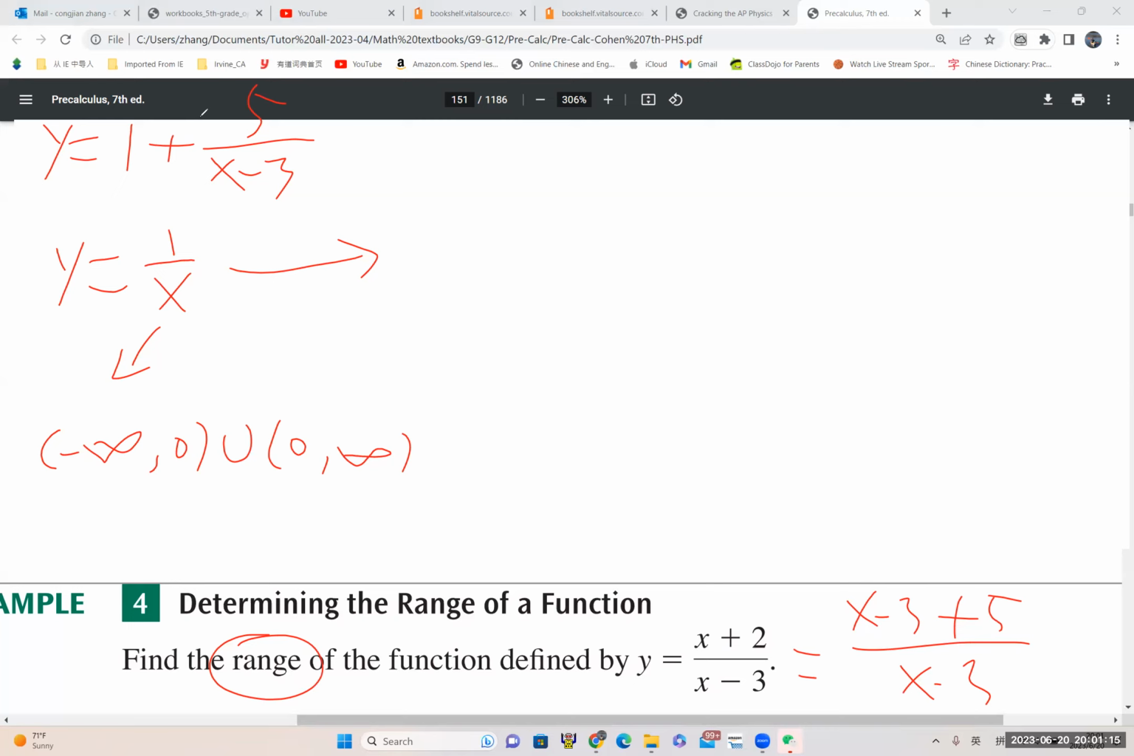Let Neil have the first step. How can you transform this to y equals 1 plus 2 over what? Say it again. Transform 1 over x to what? To 1 plus 5 over x? Yeah, 1 plus 5 over x.